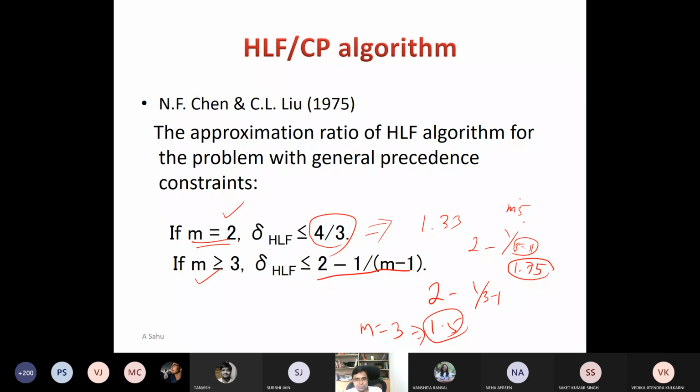So we get 1.333, then 1.5, then for 5 processors 1.75. Whenever you increase the processors, from 2, 3, 5, this approximation ratio is also increasing, and it can go up to 2. Is this clear? What I'm saying is that we are not proving things, we are showing the result that was already obtained.